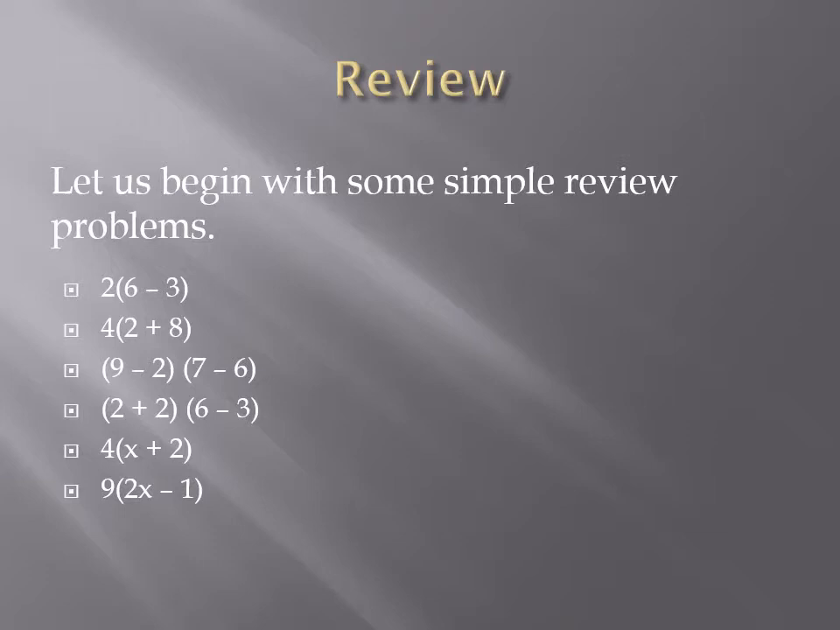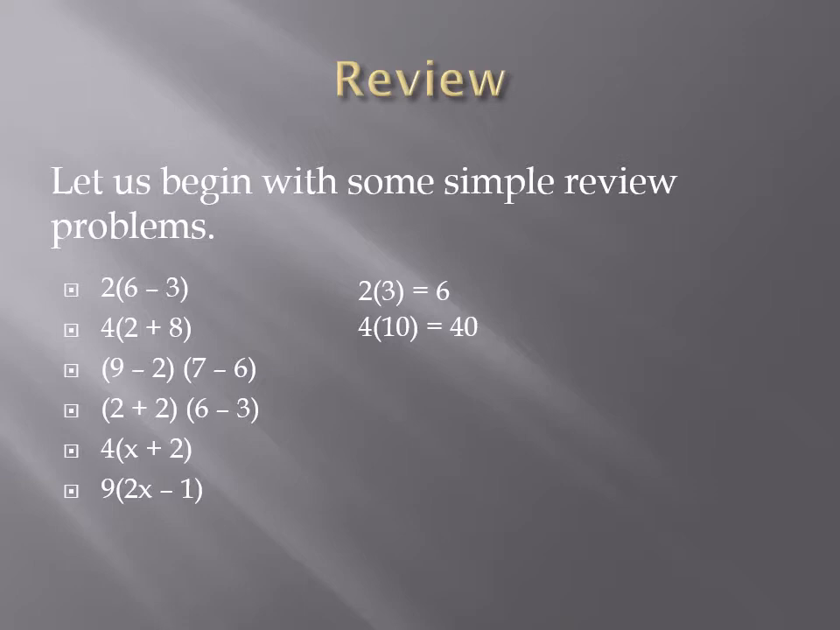Okay, so let's go ahead and go over the problems. For the first problem, as you know from the order of operations, you do parentheses first. So that's 6 minus 3, which is equal to 3. 2 times 3 is equal to 6. The next problem is the same thing. 2 plus 8 is equal to 10. 4 times 10 is equal to 40.